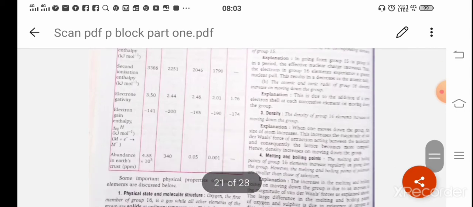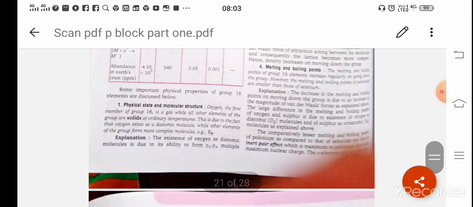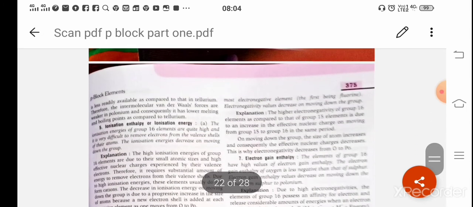Atomic and ionic radii follow the general trend that down the group, atomic and ionic radii generally increase due to the increase in atomic number. Density down the group decreases due to increase in size. Melting and boiling points of group 16 also follow a general trend: down the group they increase. So from oxygen to selenium, the atomic number increases and the melting and boiling points also increase.